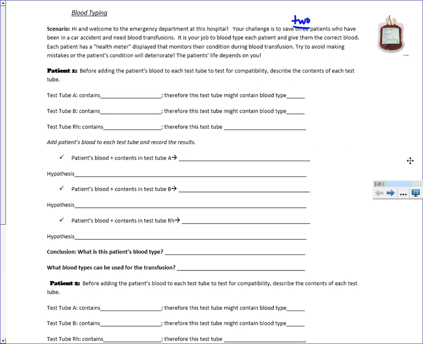Then you're going to describe, before you add them together, the contents of each test tube. You're going to be provided with 3 test tubes, information about the test tubes. You're going to add that information on the sheet here. And from there, you're going to conclude what the blood type or information may be in the contents in that test tube. Then we're going to add the blood to the patient from each test tube, and then we're going to record information. From there, we're going to continue all the way until we actually perform the transfusion.